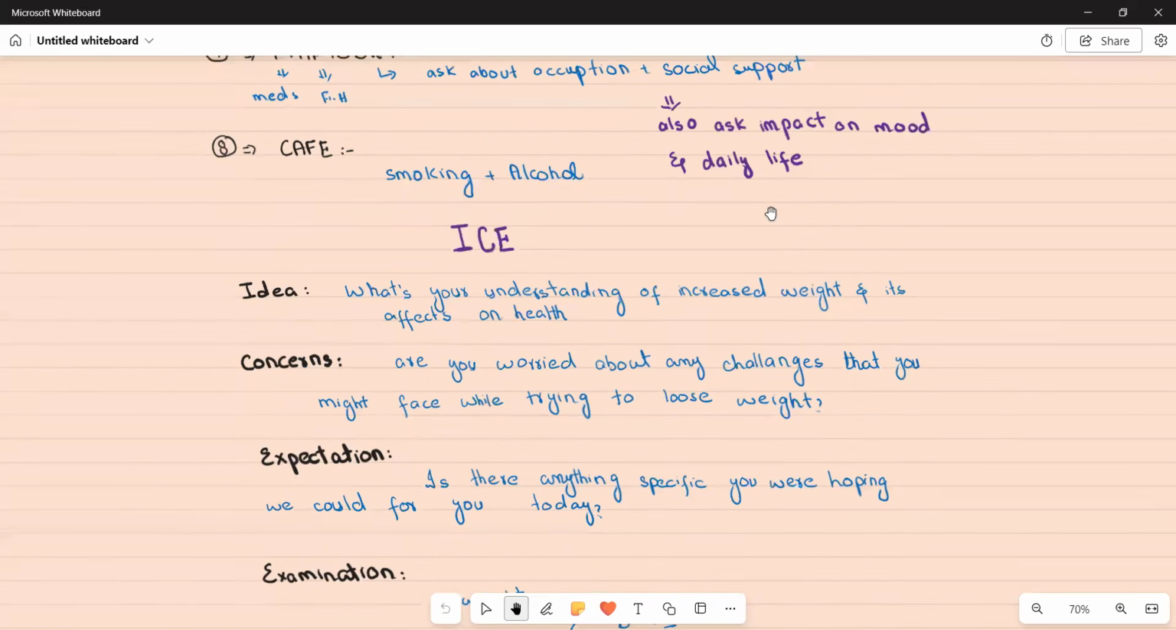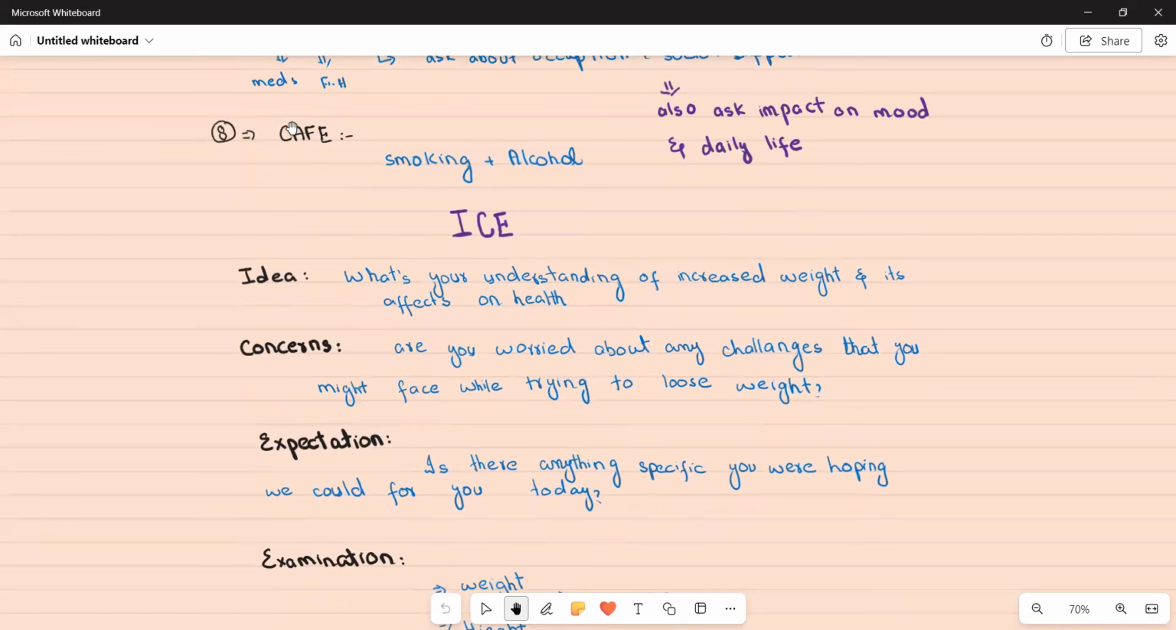And then CAFE. So CAFE is a mnemonic which we use for asking lifestyle questions like cigarette smoking, alcohol, food, and exercise. But we have already asked about food and exercise. So we are going to ask about smoking and alcohol consumption. And alcohol also contains a lot of calories. So if they are drinking a lot of alcohol, you are also going to advise them on cutting down on it.